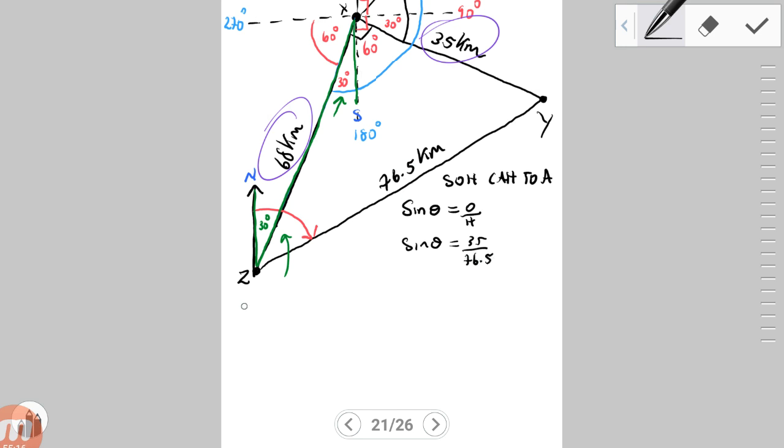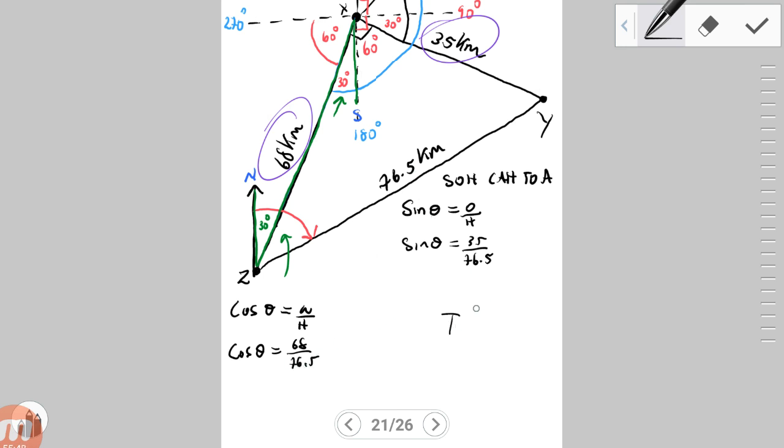76.5. If we choose the cosine ratio, the reason we're able to use more than one ratio is because we have more than one side. That makes it even easier, but we have to be careful which sides we use. So for the cosine of the angle, the adjacent side is 68, divided by the hypotenuse, again 76.5.